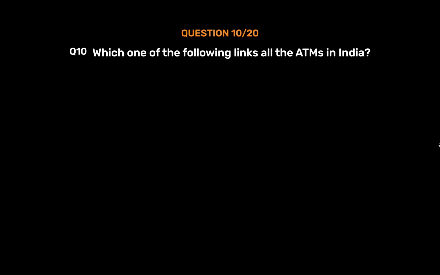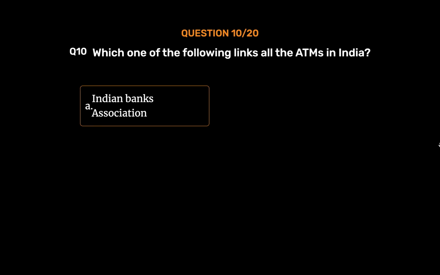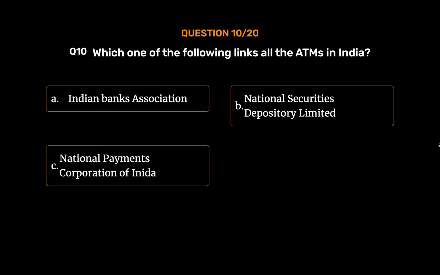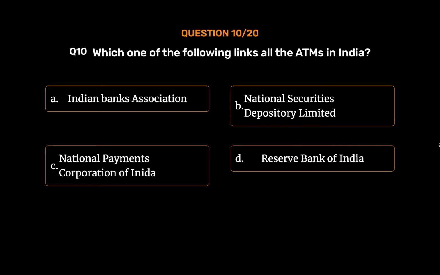Question number 10. Which one of the following links all the ATMs in India? Option A: Indian Banks Association. Option B: National Securities Depository Limited. Option C: National Payments Corporation of India. Option D: Reserve Bank of India. The correct answer is option C: National Payments Corporation of India.